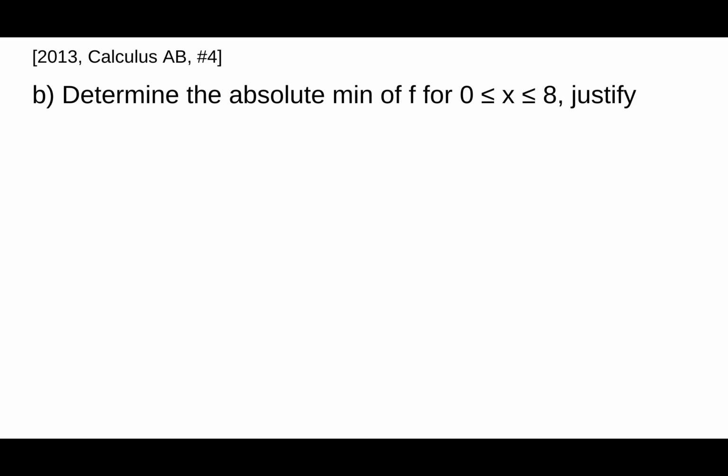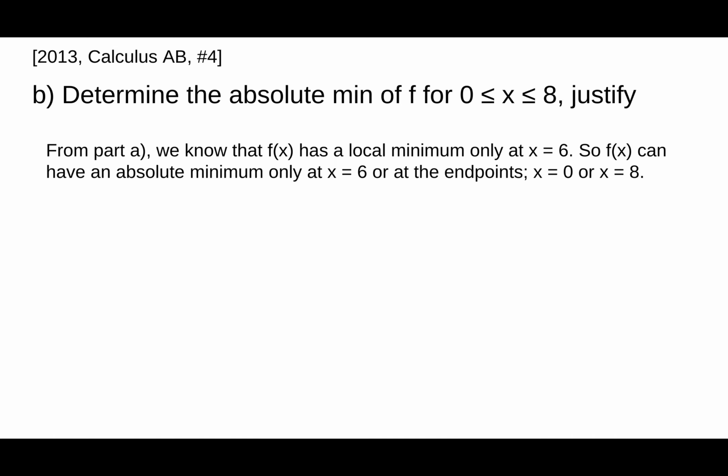For part B of this question, we are asked to determine the absolute minimum of f on the closed interval 0 to 8 and provide justification. Now, because we're looking for an absolute minimum, we have to evaluate the endpoints. It is a closed interval. So from part A, we already know that f of x has a local minimum only at x equals 6. We don't know the value yet, but we do know that there is only one local minimum. It happens at x equals 6.